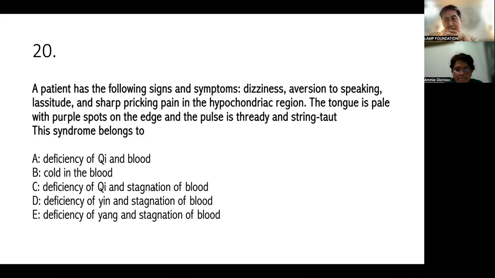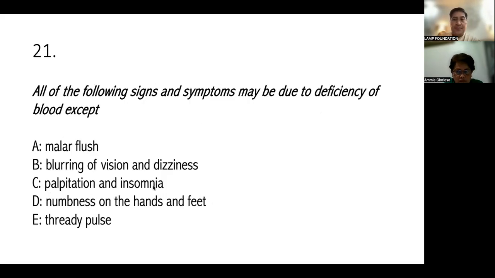Okay, let's call on Sir Henry Nilios, 21 to 25. Sir Henry. Hello, Doc. Yes po. Okay po. Nahiya ka na magpakita ng muka. Nakadamit na ako.